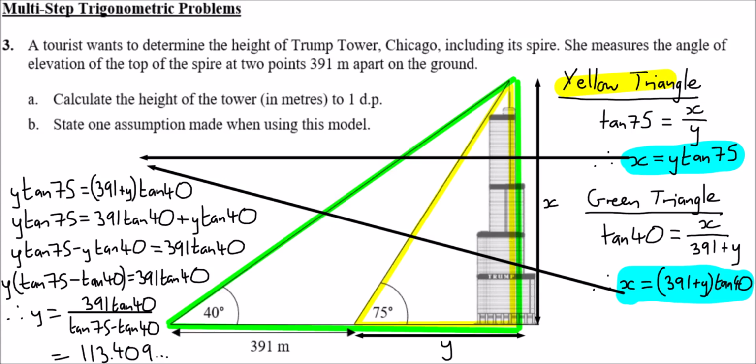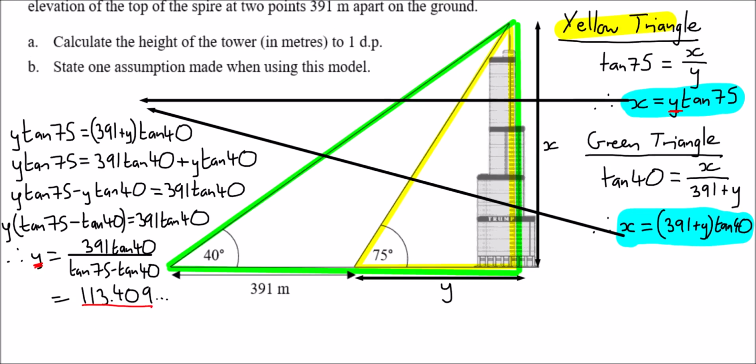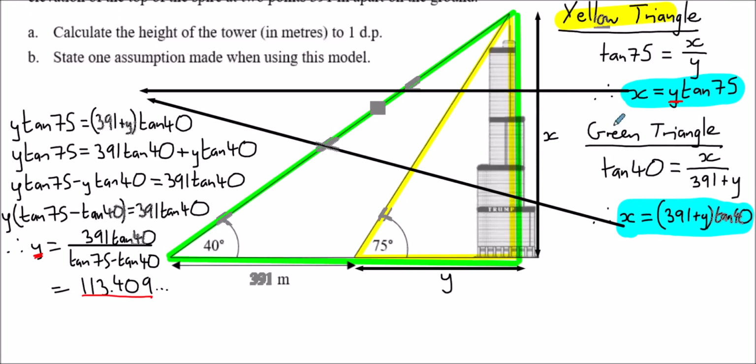Now what we can do though is, because we've worked out y, which is this, we can now sub this back in to one of these two expressions to work out what x is, in other words the height of a tower. And so because x is y multiplied by tan 75, we can now substitute this in and evaluate the height of this Trump tower. So therefore x is going to be y, which is this 113.409 business, multiplied by tan 75.